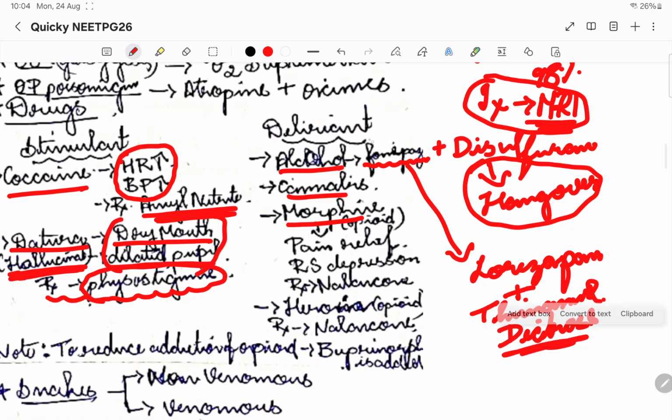The exact antidote is fomepizole. Okay, so remember that this is the difference between acute management and the antidote. Please do not confuse between these two things.